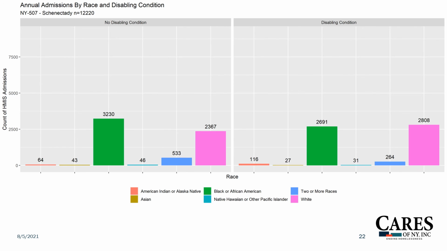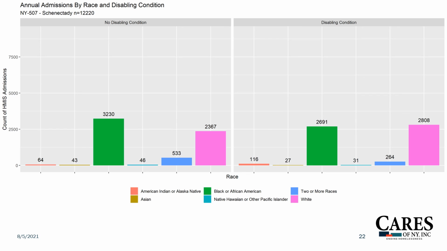Lastly, we're looking at disabling condition. Except for American Indian or Alaska Native and white clients, all other race groups had more client admissions with no disabling condition than with a documented disabling condition. And this is concerning because there is ample academic and community research that states that communities of color have less access to quality medical services.